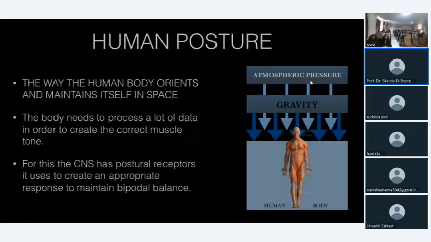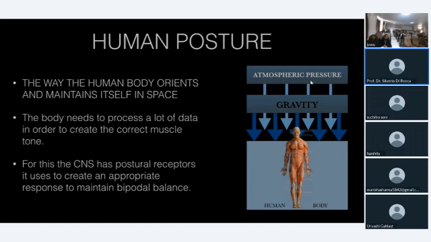What is posture? That is important to understand. Very good question. The human posture is the way the human body orients and maintains itself in space. The body needs to process a lot of data in order to create the correct muscle tone. That's a very important concept, because we stand up because our tonic postural system is creating our basic muscle tone, and that's very important. You will see in rehabilitation.